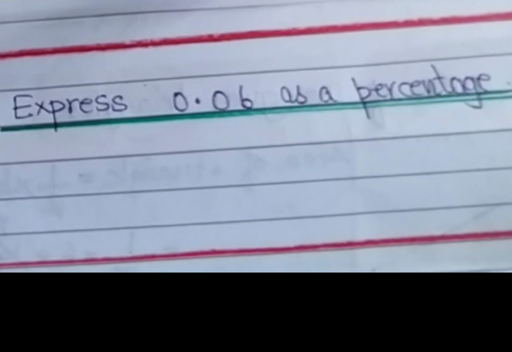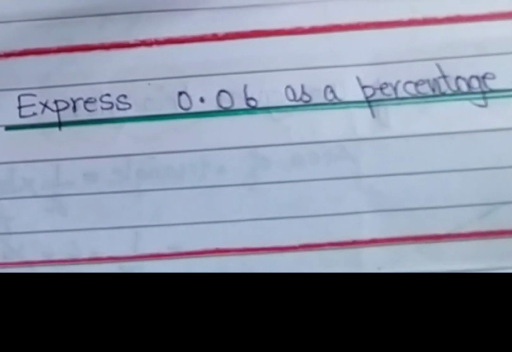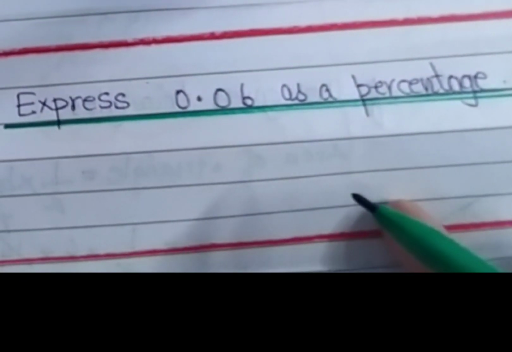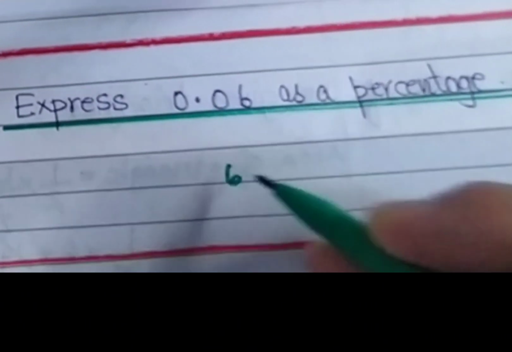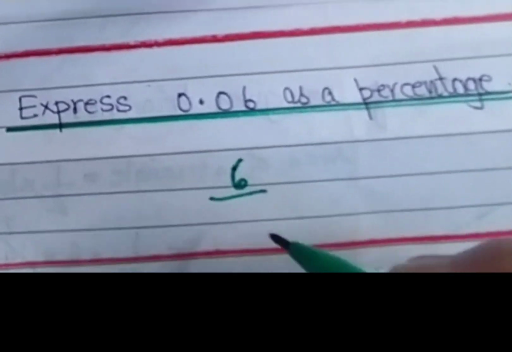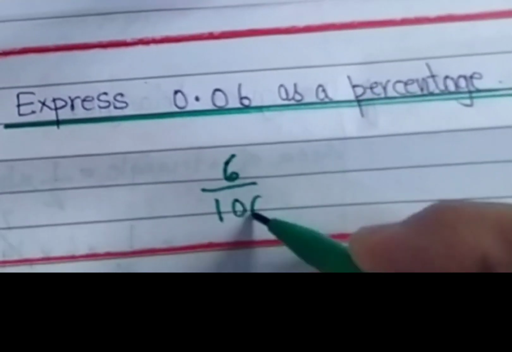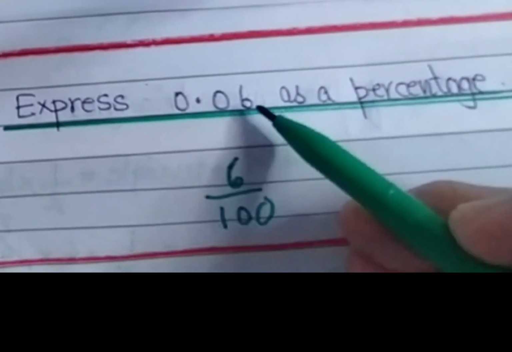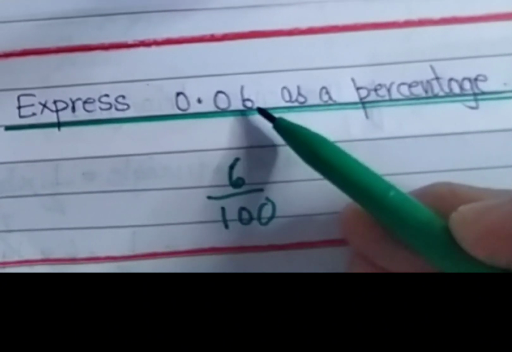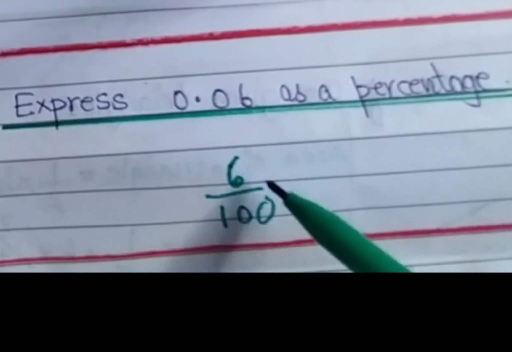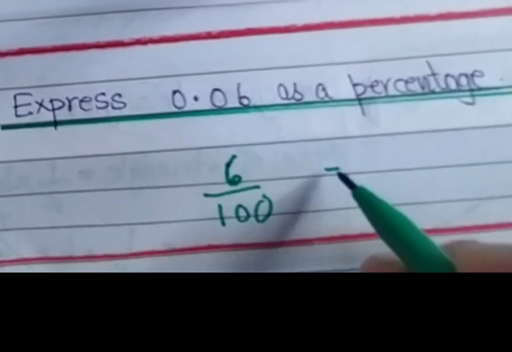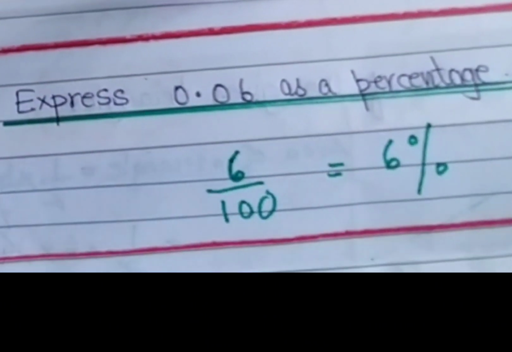Express 0.06 as a percentage. Percentage means out of every 100. So when you're asked, first write down this 0.06 as a fraction. Okay, I'm going to first write this as a fraction. Where do you think 6 is standing, on what place? It's standing on the 100th place. This is 10th and this is 100th. So 6 upon 100. When you see 6 upon 100, the percentage is so visible, so clear. 6% will be the answer.